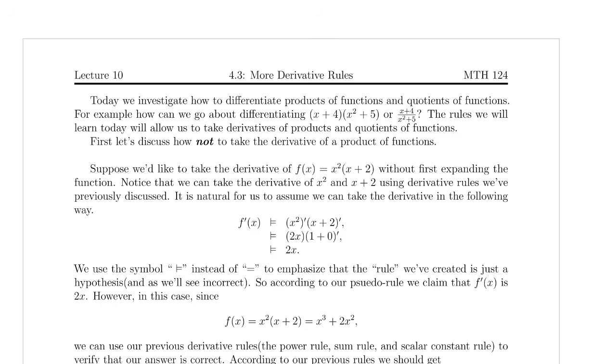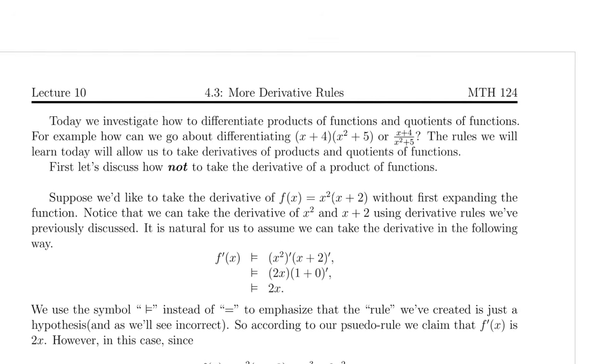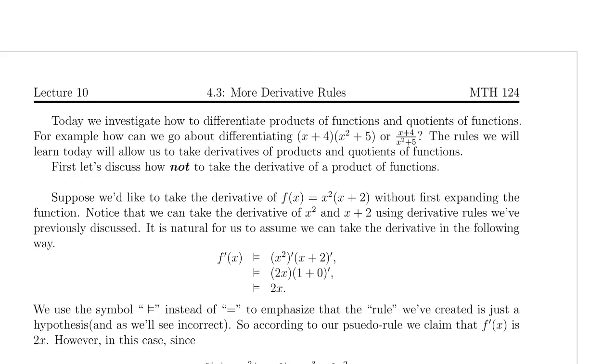In this set of lecture notes, we'll cover section 4.3, which has to do with two derivative rules, the product rule and the quotient rule. The first thing we'll look at is actually what not to do with these rules. The product rule tells you how to take derivatives of products of functions, and the quotient rule tells you how to take derivatives of quotients of functions.